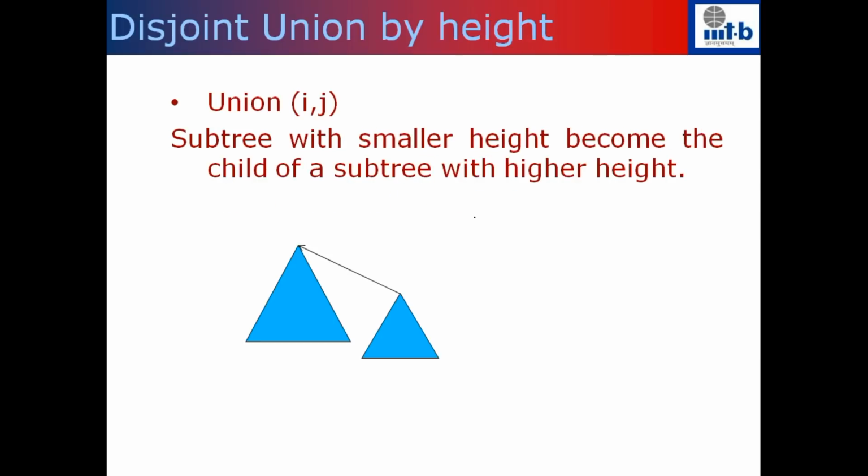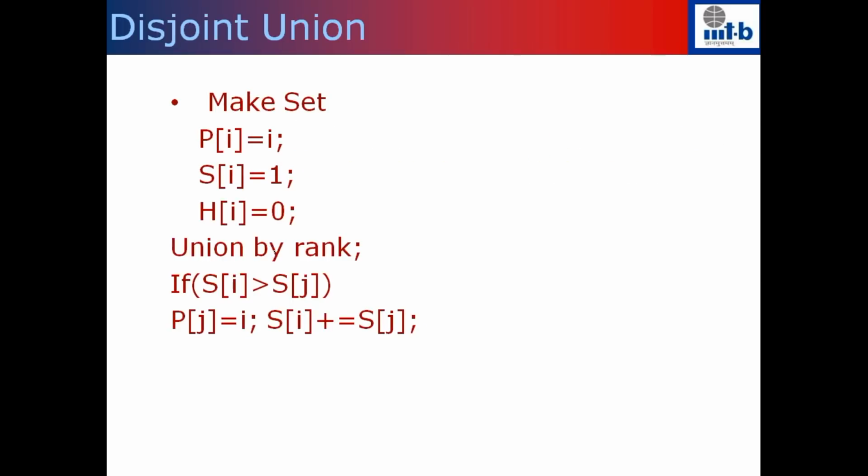The union by height is the same example. The node with the lesser height will become the child of the node with the bigger height. If I have to implement all this, when you do the make set, this will give me the parent pointer, which helps the find function. The size of i is 1 itself and the height of a singleton node is 0. Now when I want to do the union by rank, assuming that S of i is greater than S of j, otherwise I'll just swap i and j.